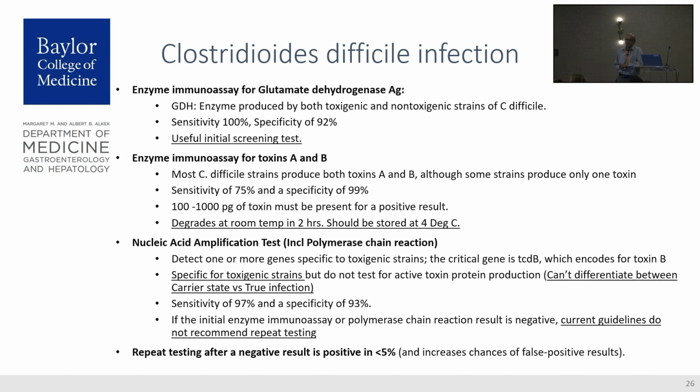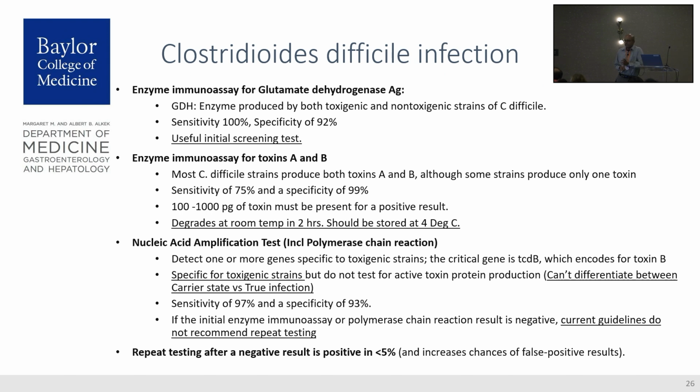And that has a sensitivity of 100%, so it's usually the initial screening test. If it is positive, it goes for EIA for toxins A and B. This is more of a specific test, with a lower sensitivity but a higher specificity. The only important thing is to make sure the patient is able to drop the stool within 2 hours, and if not, it should be stored in the refrigerator.